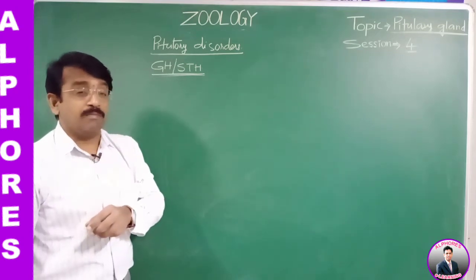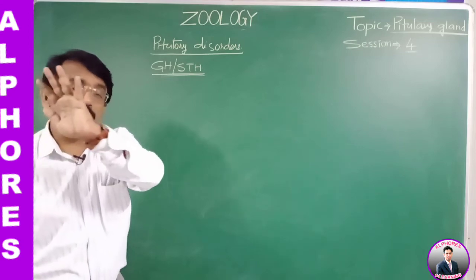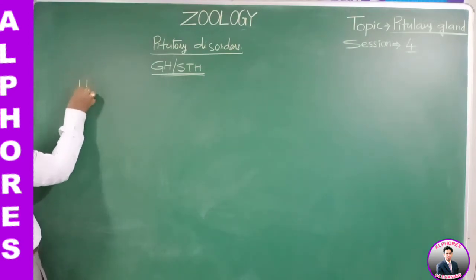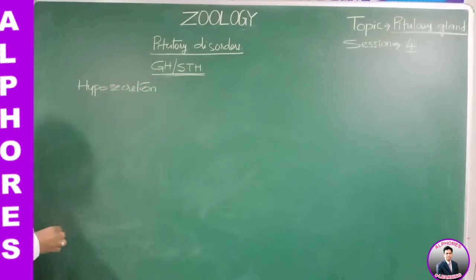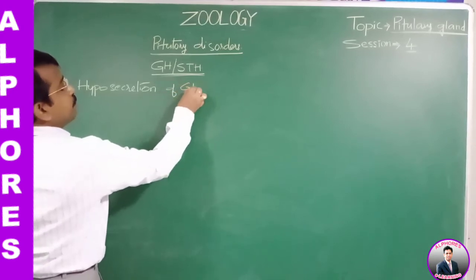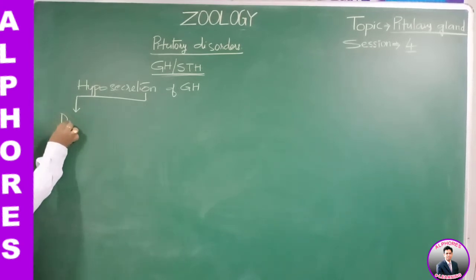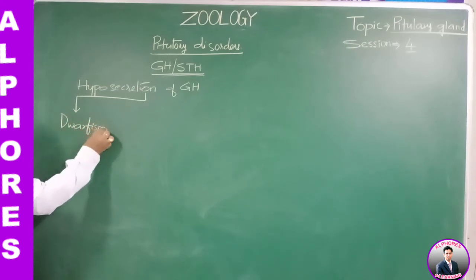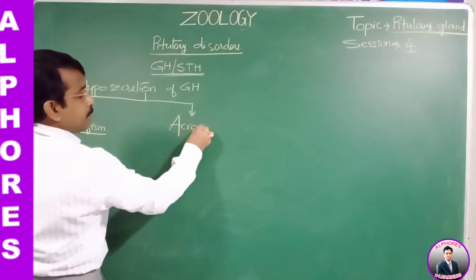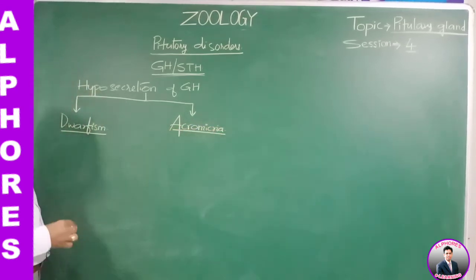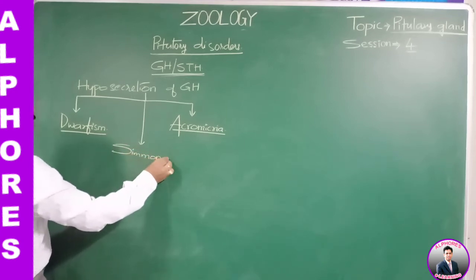If this growth hormone is secreted low, it is said to be hypopituitarism. If it is secreted excessively, hypersecretion. So now we'll go for the hyposecretion of the growth hormone. Hyposecretion of the growth hormone results in conditions we consider: dwarfism, acromicria, and one more, Simmonds disease. This is very, very important.